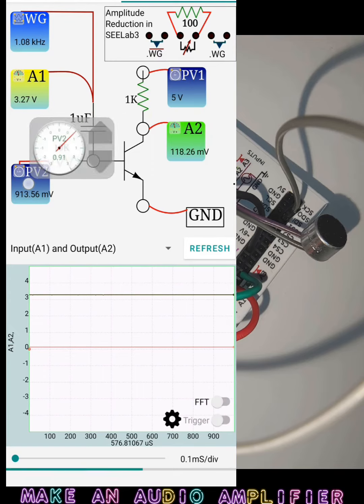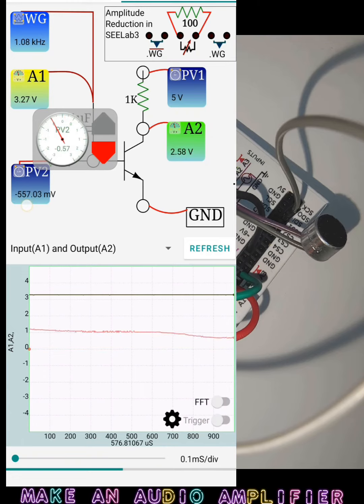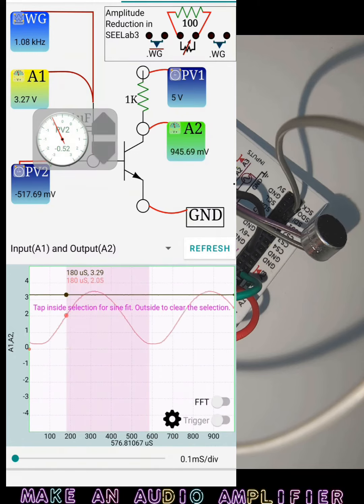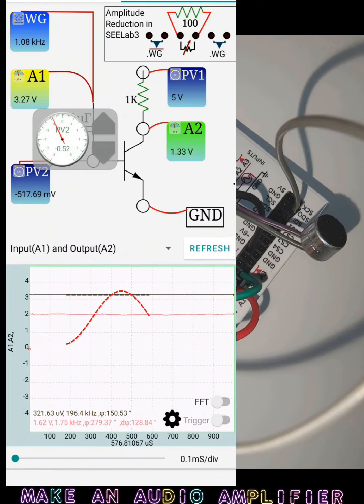First we'll need to readjust PV2 such that the signal will stay between the 0 and 5 volt amplitude, and as you can already see, as I'm talking into the microphone, the signals are picked up. So if I whistle with a constant frequency, let's say, I can actually take a sine fit and find out that the frequency is around 1750 Hertz.